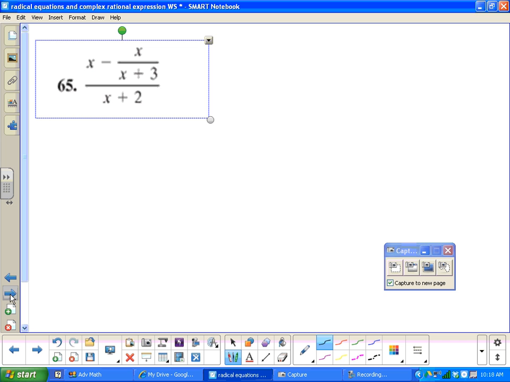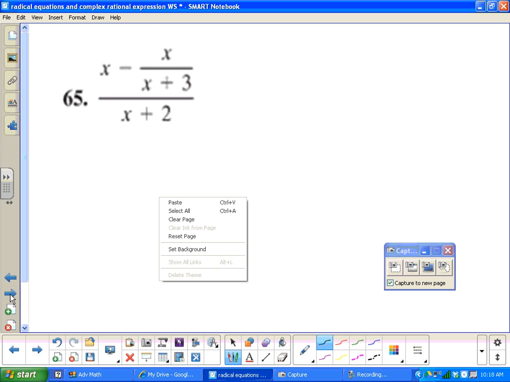So number 65. Let's do this one. Can y'all see that okay? It's really blurry when you get close up. Now, what do you think here for the common denominator? x plus 3. Some people might say x plus 3 times x plus 2. Did y'all really think that x plus 3 times x plus 2 is the common denominator?